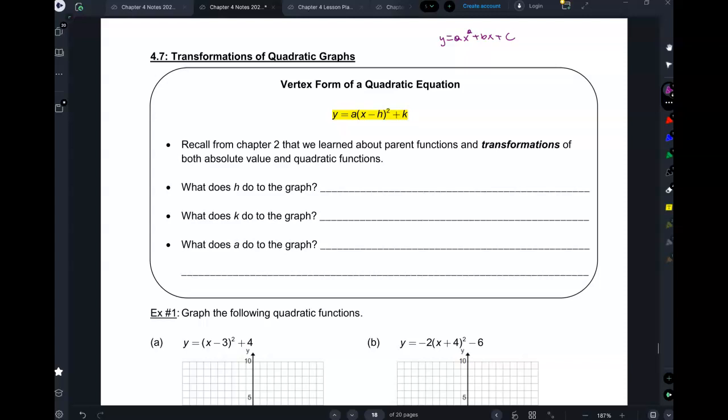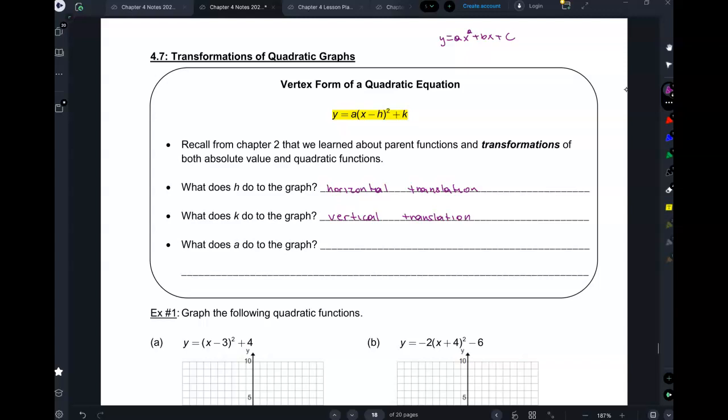And remember, in this form, what does h do to a graph? It's responsible for the horizontal translation, and k is responsible for the vertical translation. Remember, vertical is spelled C-A-L. Everybody spells it C-L-E, like cuticle, but they're different. This is vertical.